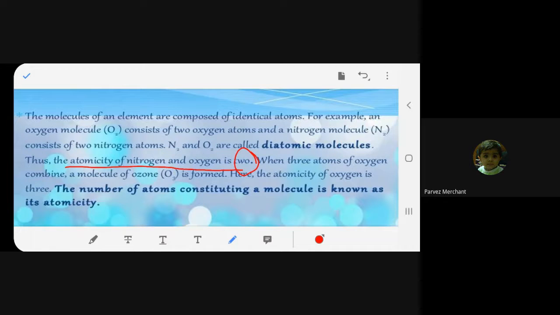Now let's take the third example, that is of ozone. In ozone, how many atoms of oxygen are present? Three. So what is the atomicity? Three. That's it. So the atomicity of oxygen in ozone is 3. What does it suggest? That the number of atoms which make a molecule is known as its atomicity.